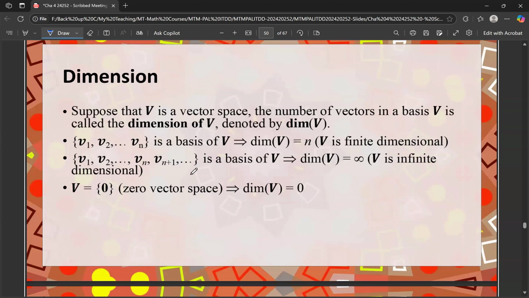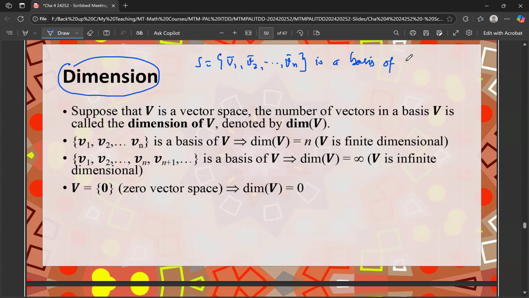Now we will define dimension. S is a basis of a vector space V. Then we have n vectors in this set. So the dimension of V is n, the number of vectors in the basis. So this is dimension.